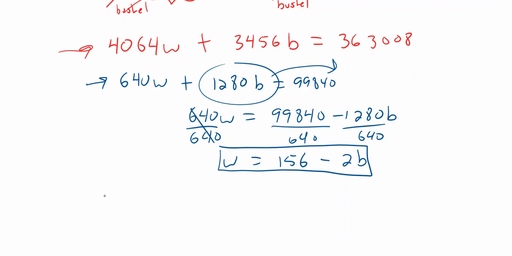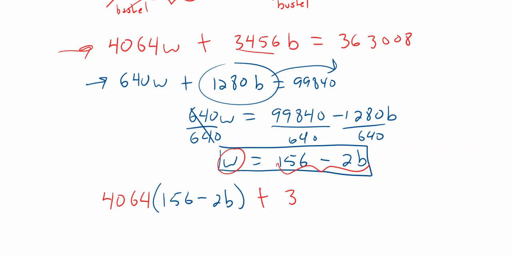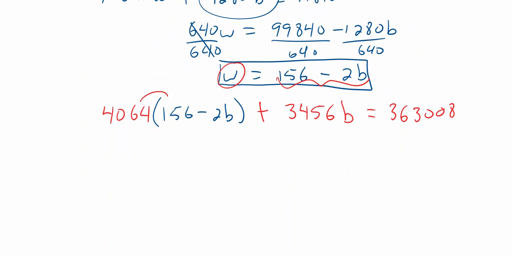So I'm doing this one now. It would be 4,064, but instead of a W, I'm going to put in what W is, right? I'm going to replace it with that expression for W. Okay, so we're going to have 156 minus 2B, and then plus, just back up to this part, 3,456 B is equal to that.